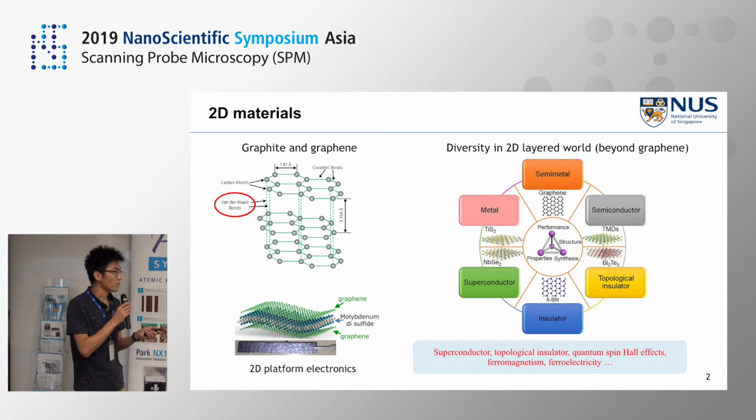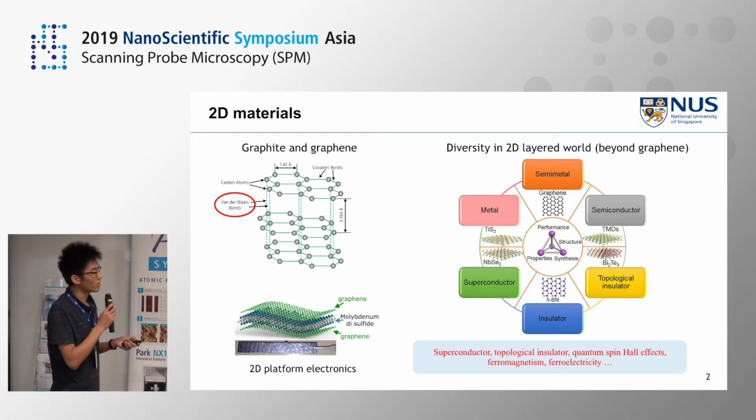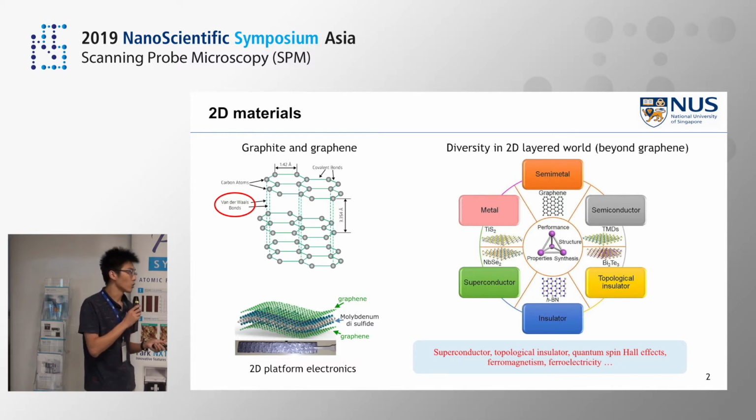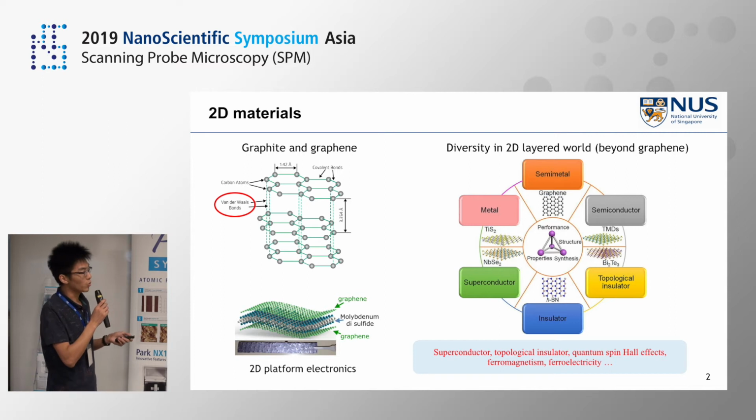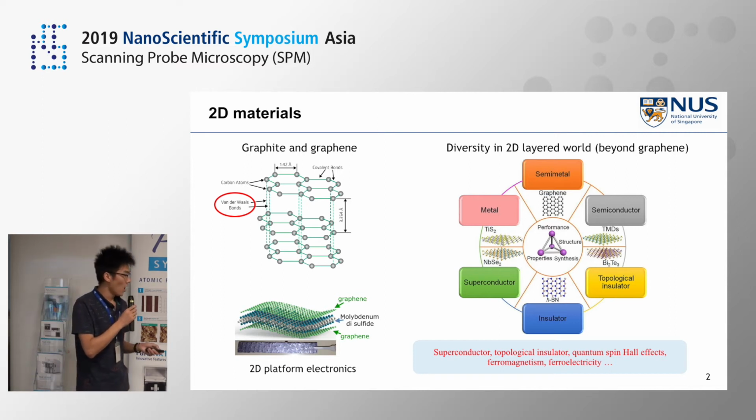In the 2D materials family, there are many different physical properties, ranging from insulators to superconductors, and also topological insulators and others, such as ferromagnetism and ferroelectricity. The 2D materials are also promising in next generation ultrathin and flexible devices. So this research area is still very hot.